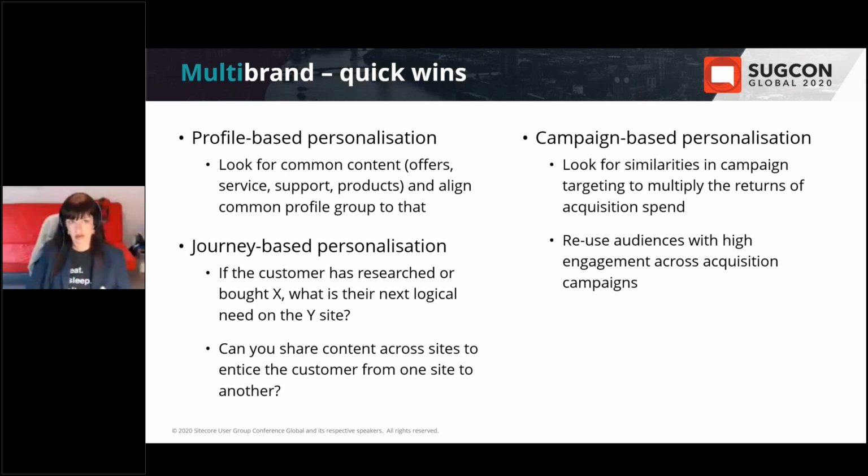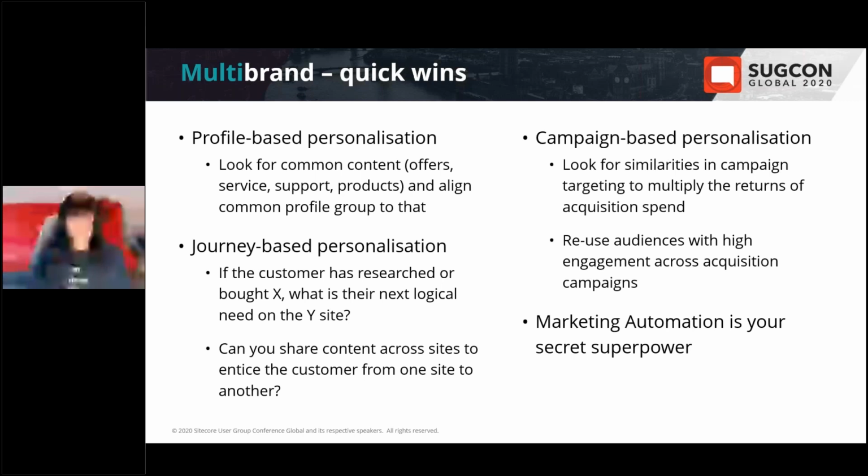You want to reuse those audiences with high engagement across acquisition campaigns. So look at the campaign targeting, the campaign audiences that are coming in, the engagement value, and the particular goals that they're triggering. You need to get your media agency to understand how Sitecore and Sitecore analytics work. And then marketing automation. Definitely use marketing automation here. It is a superpower. I'm going to get into that a little bit more.